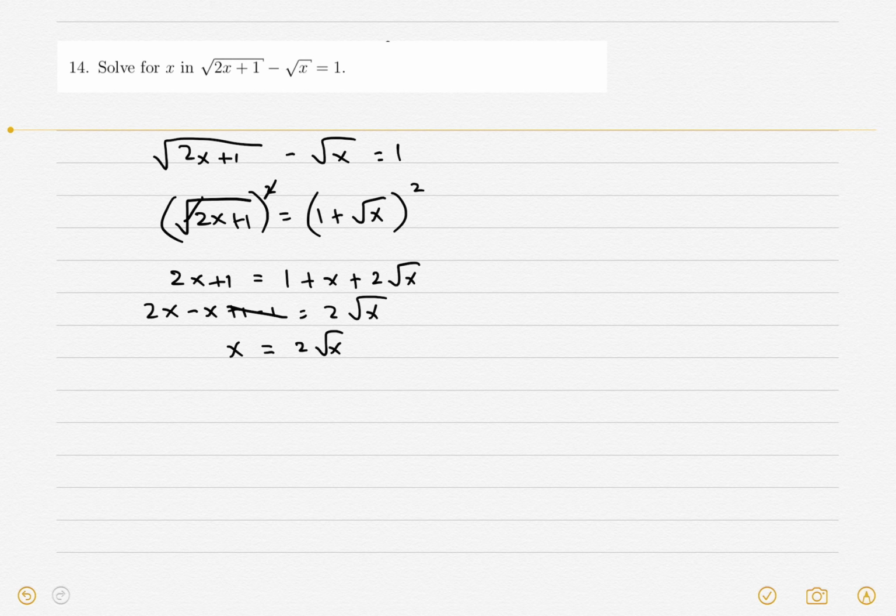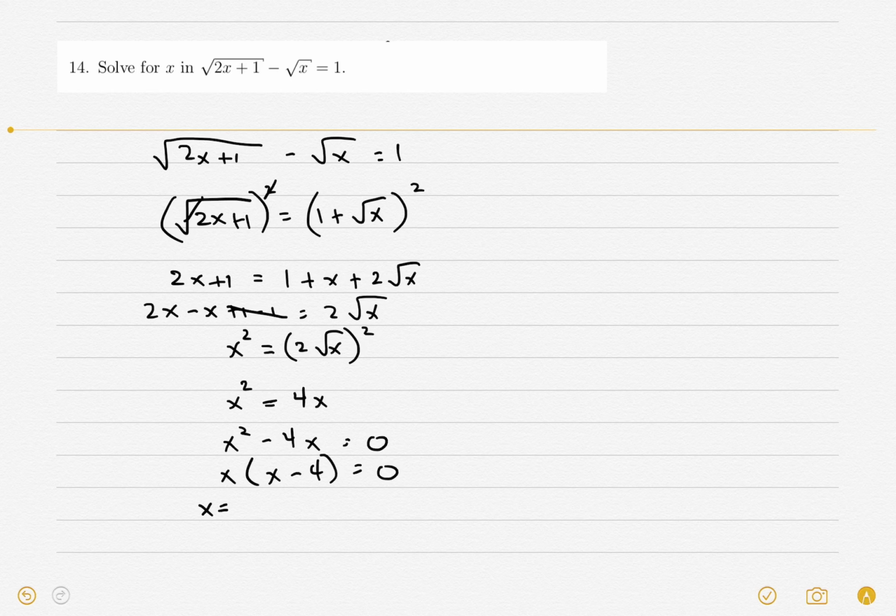And then, meron pa tayong radical. Square natin both sides. It will give you x squared is equal to 4x. And then we have x squared minus 4x be equal to 0. We can factor out x bilang x times x minus 4 is equal to 0.